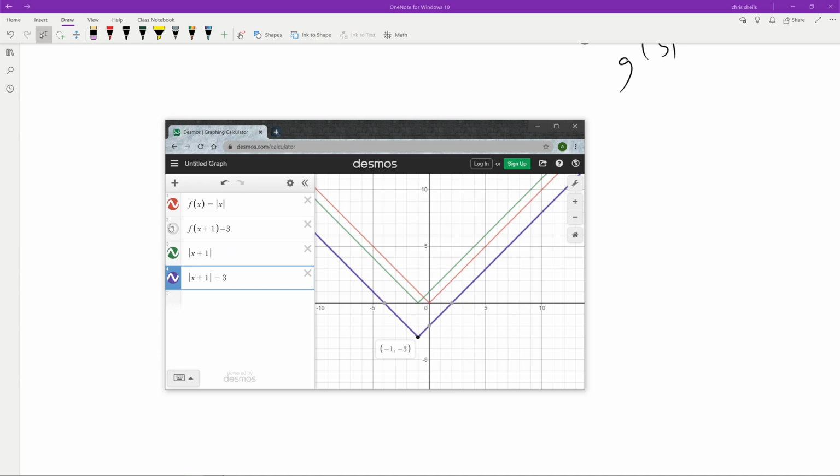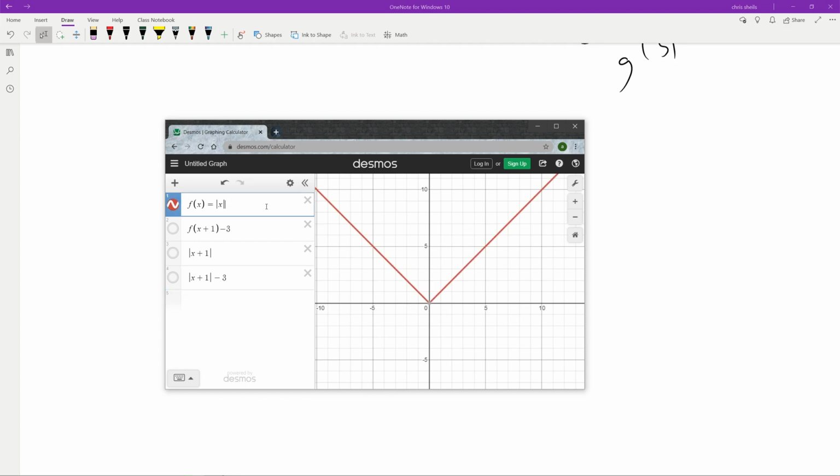Yeah, apparently you can define a function in Desmos, if you say something like f of x equals absolute value of x, you can then type in f of x plus 1 minus 3 if you want to define that. That's interesting. I genuinely didn't know that before. Okay. Wow. That's cool.